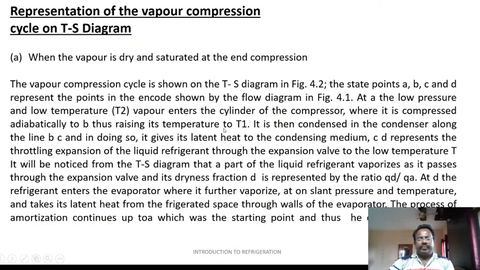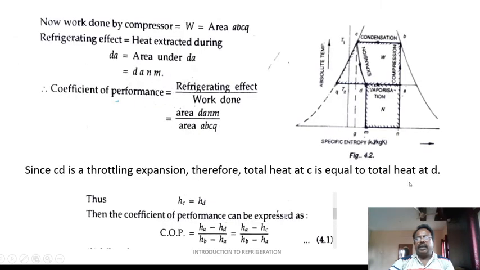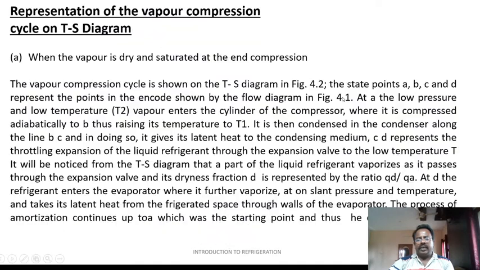It will be noticed from the TS diagram that a part of the liquid vaporizes as it passes through the expansion valve, and its drainage fraction is represented by the ratio QD by QA. This is QD by QA, this is the drainage fraction.